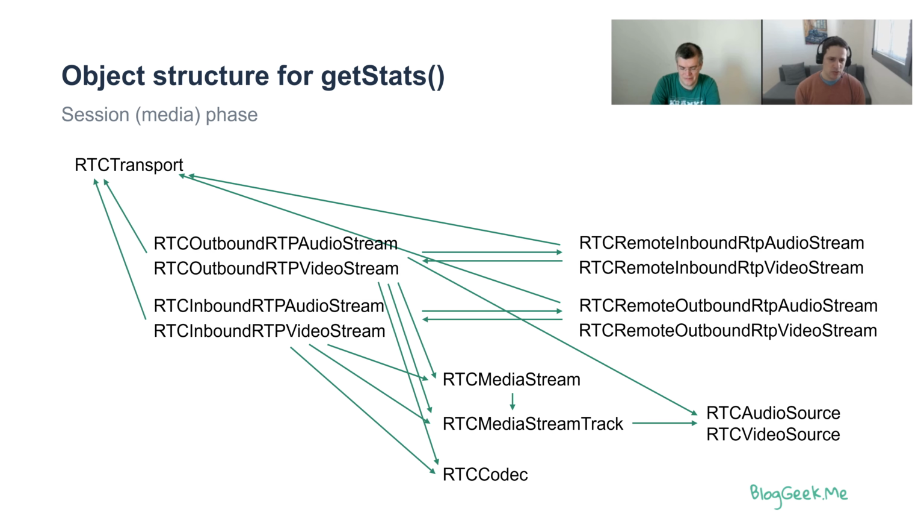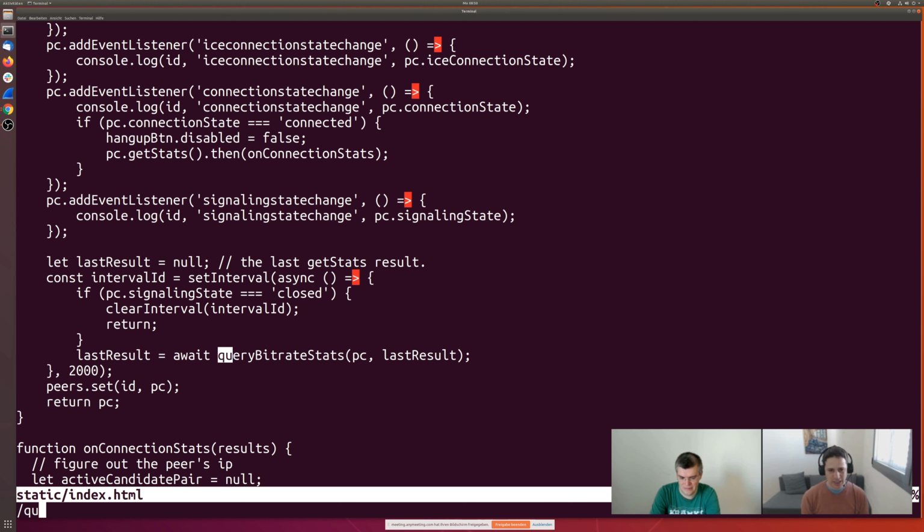What we'll do now is look at how we've used it in our code, in the Codelab, in order to get the bitrate and understand what bitrate we're sending to the other side. So Fippo, back to you.